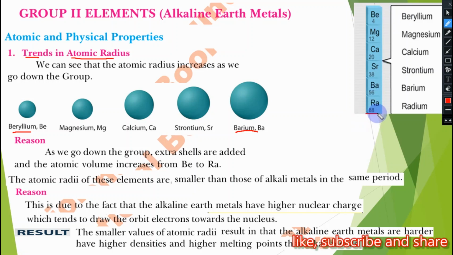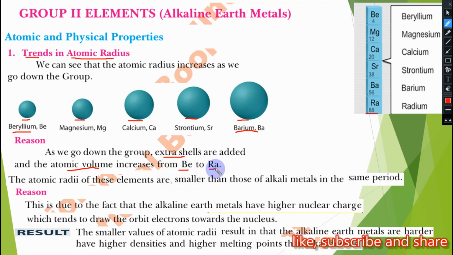Radium is a radioactive element. As we move down the group, the size of these atoms increases, as we see from this diagram. Now the question is why the radius of alkaline earth metals increases as we move down the group. The simple answer is that as we go down the group, extra shells are added and the atomic volume increases from beryllium to radium.